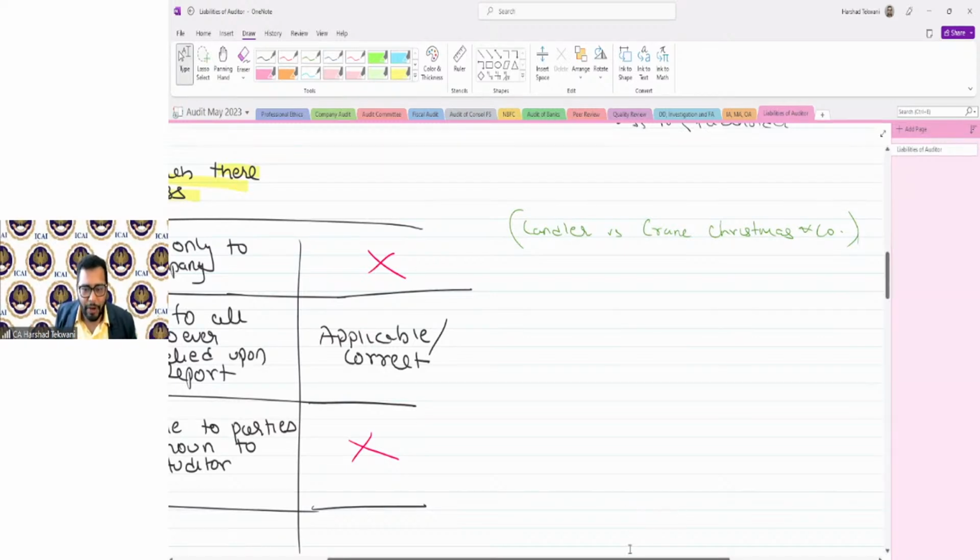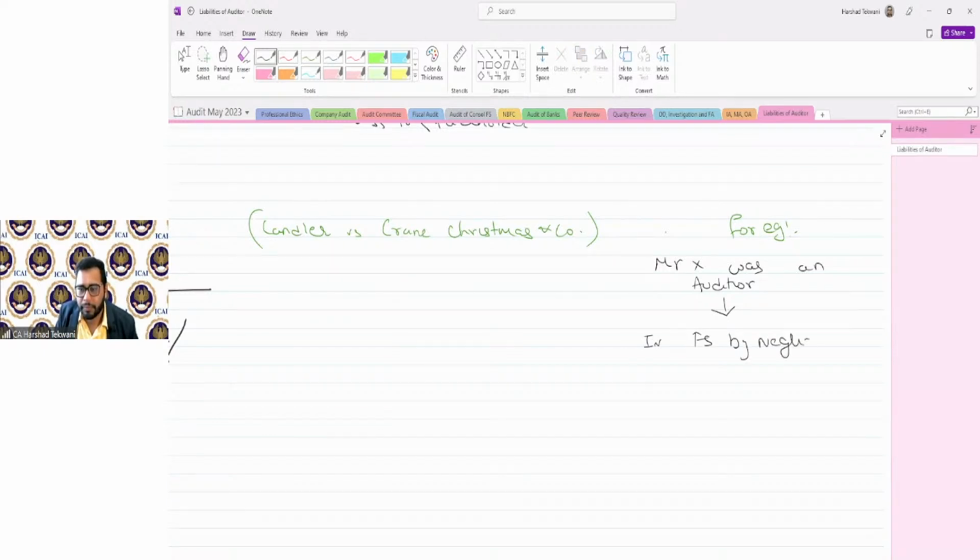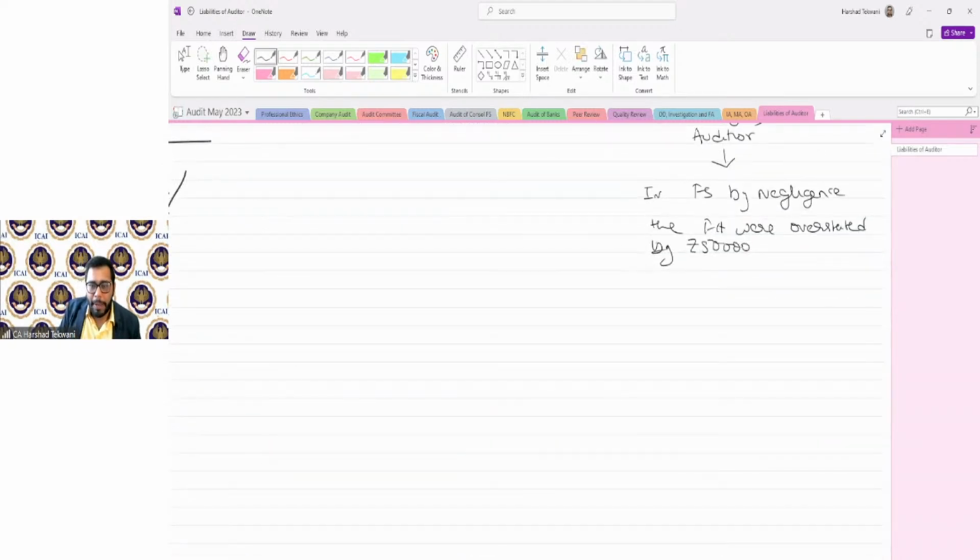So if I simplify, let's say for example, Mr. X was an auditor. And in the financial statement, I'll not go with the fraudulent intention, just let's say by negligence, the fixed assets were overstated by, let's say, rupees 50,000. Okay.